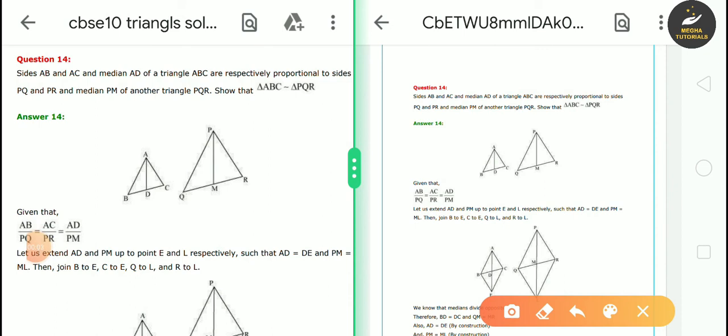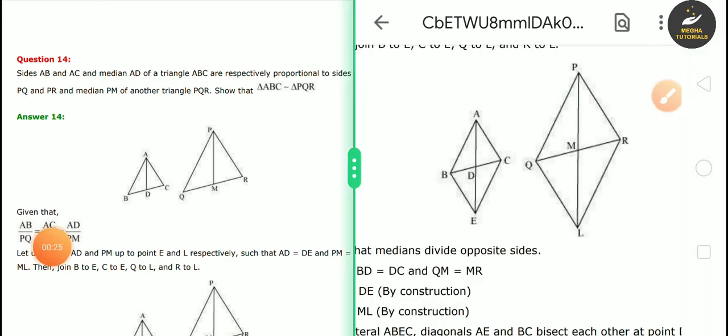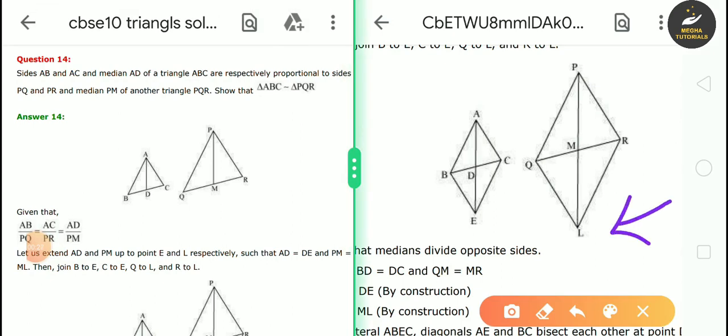Question 14. Sides AB and AC and median AD of a triangle ABC are respectively proportional to sides PQ and PR and median PM of another triangle PQR. Show that triangle ABC is similar with triangle PQR. So let's go to the solution. On the right hand side, you have to see the diagram, and on the left hand side, you have to find the solution.